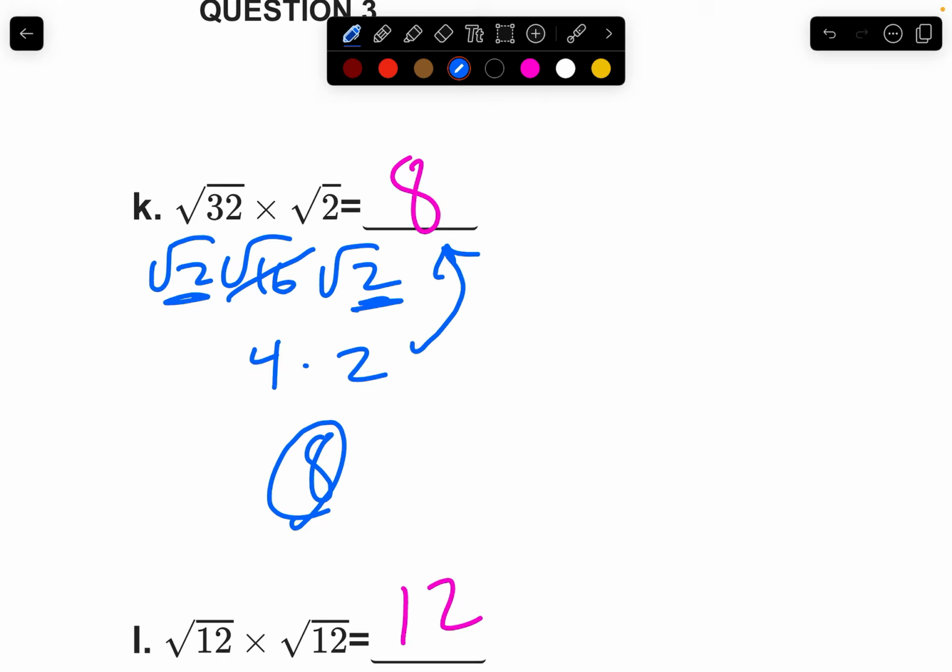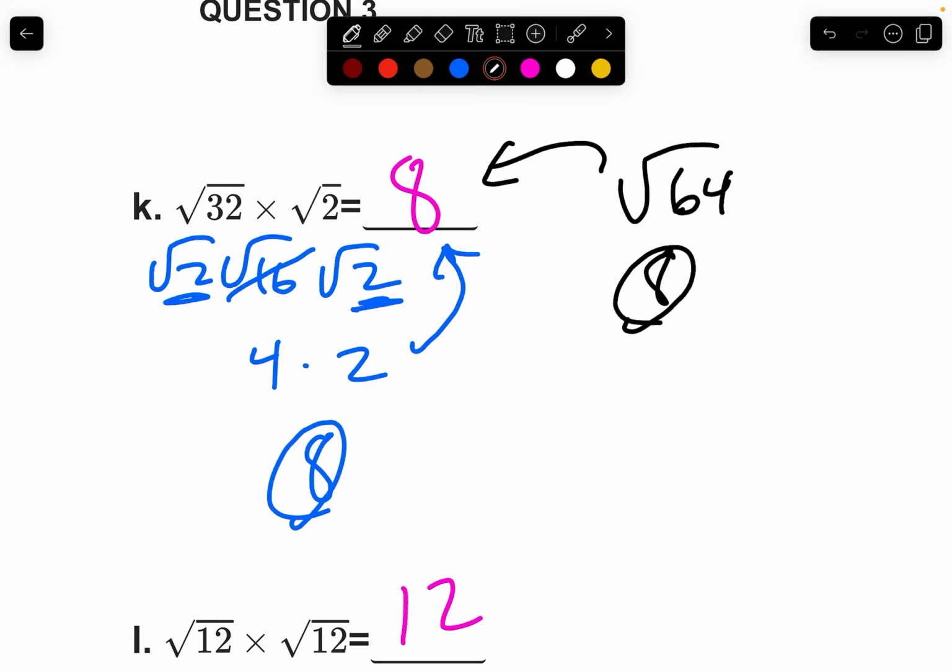Or, hear me out, this is a rare time where I might go ahead and multiply them. That is the square root of 64, which is, again, 8. Root 32 times 2 is root 64. So not very often do we multiply first, but this is one time where maybe, just maybe, that's the easier way. Man, that almost never happens.